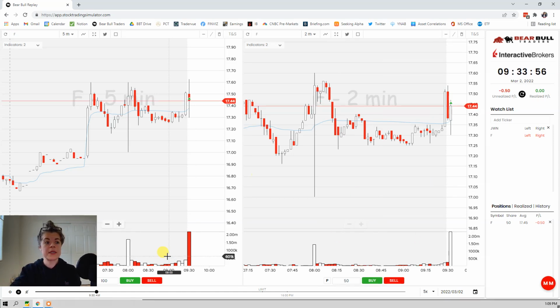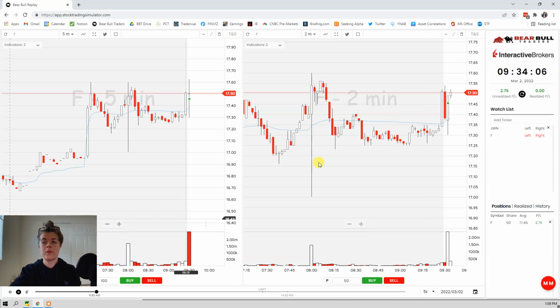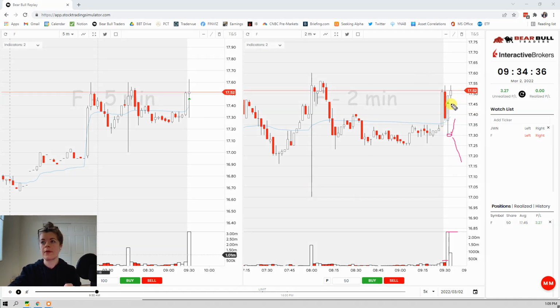And if I was playing this in real life, and wasn't talking, I probably would have bought right as that volume came in, closer to the level. So you can see here, my entry is around 17.45. If this would have bounced here as that volume came in, I would have triggered my order, or you can always set a limit order out too, right?